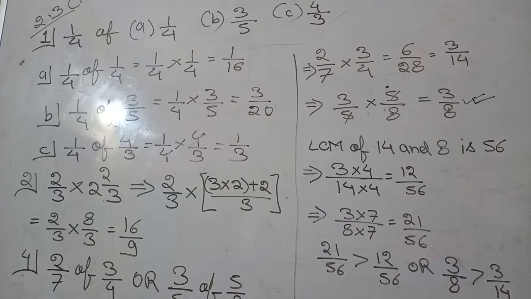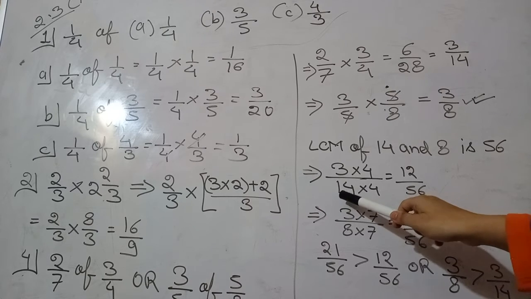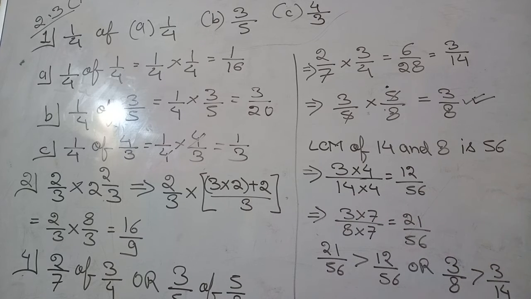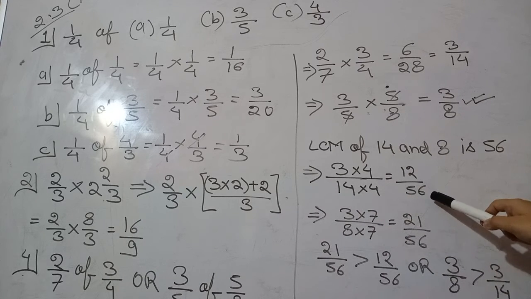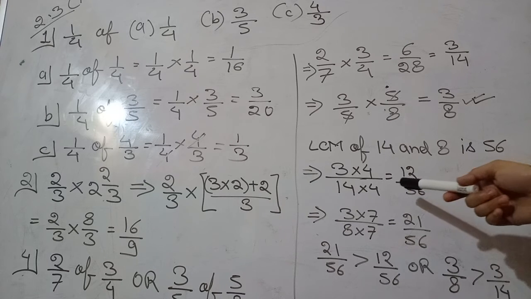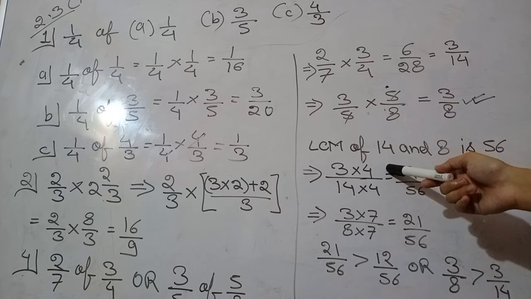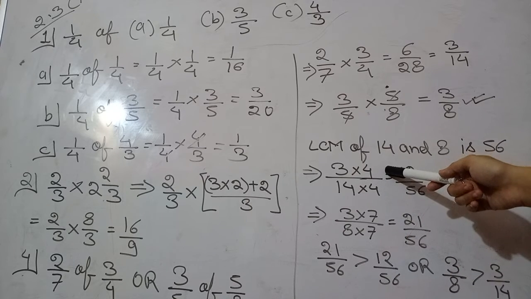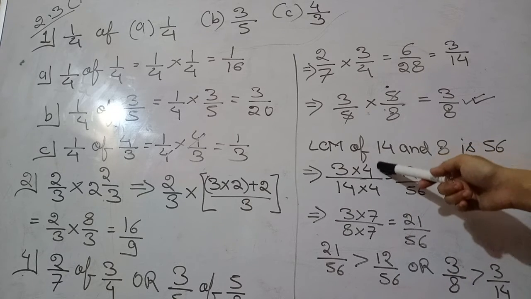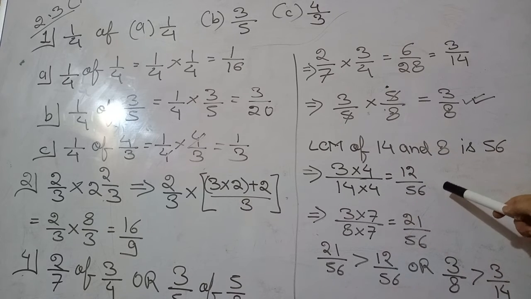Now after getting the LCM, what do you have to do? You have to find such a number which when multiplied with the denominator will become 56, and the same thing you have to do with 3 by 8. So when we multiply 4 and 14, we will get 56. Okay, but according to the mathematical rule, the number which you have multiplied in the denominator, the same number you have to multiply in the numerator. So we multiplied 4 in the denominator, in the numerator also we have to multiply 4. So 4 3s are 12 and 14 4s are 56.